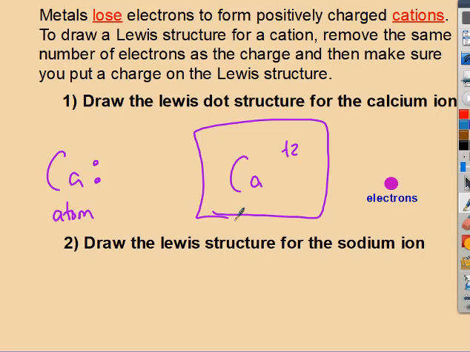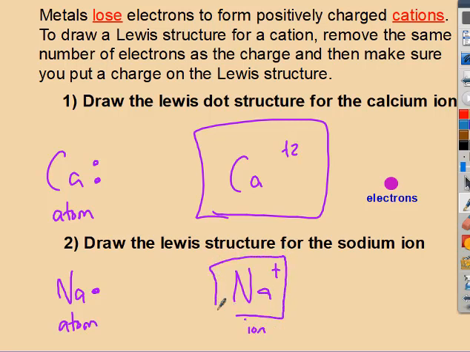So go ahead and pause the video and try sodium ion on your own. Restart when you have your answer. So sodium atom had 1 dot. Sodium ion should have a +1. And it should no longer have any dots.